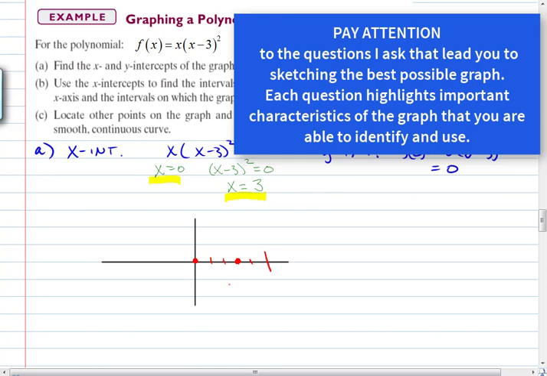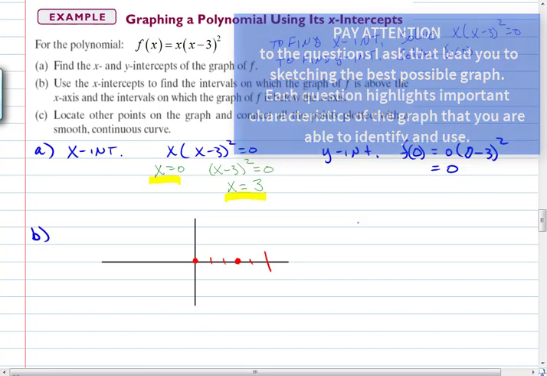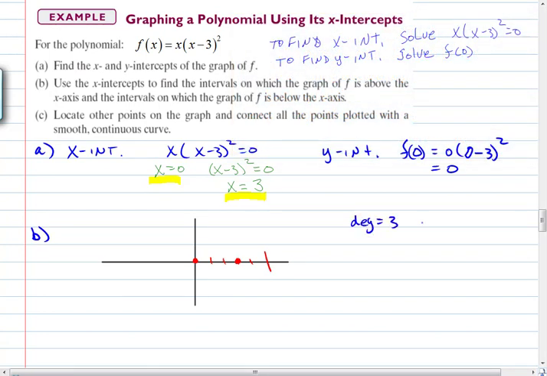What's the degree of this polynomial? 3. The degree of the polynomial is equal to 3 because you have x times an x squared. So are my end behaviors going to be pointing in the same direction or in the opposite direction? Opposite directions. The degree is equal to 3, so our ends are going to go in opposite directions. Is it going to be increasing or decreasing? Increasing because the leading coefficient is positive, so it's going to have this shape.